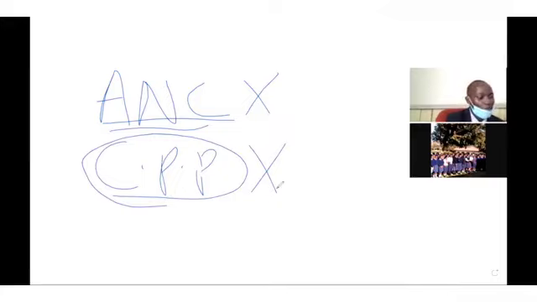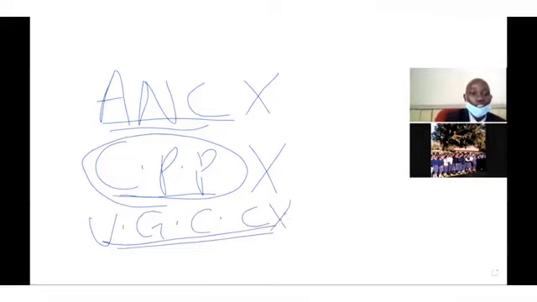Or you might be asked, name two political parties which fought for independence in Ghana. A student writes this, they lose a mark. Another one may write UGCC. So don't use this. These are not allowed. Use the full name. African National Congress, Convention People's Party, United Gold Coast Convention, so that you can score a mark for that.